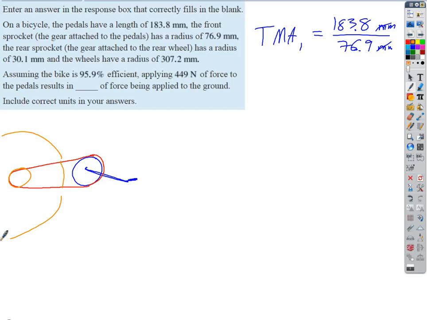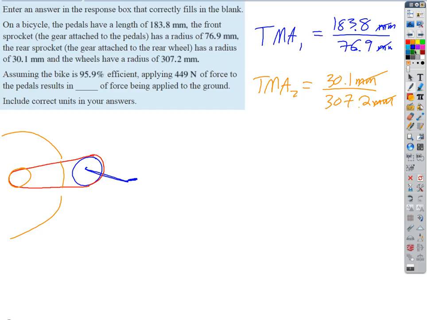Okay, so then the second one, now TMA 2 is going to equal the input radius, which is small, what, 30.1 millimeters, divided by the radius of the wheel, which is big, 307.2 millimeters. So the units all cancel, of course, and so we end up then with the overall mechanical advantage, just the product of those two.